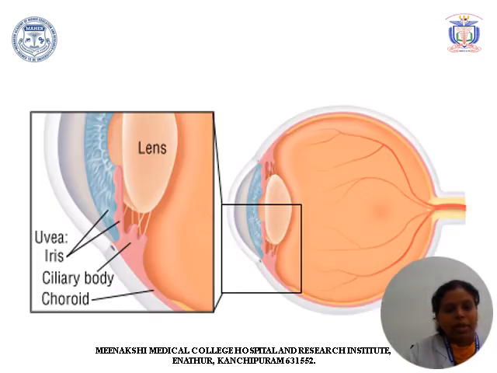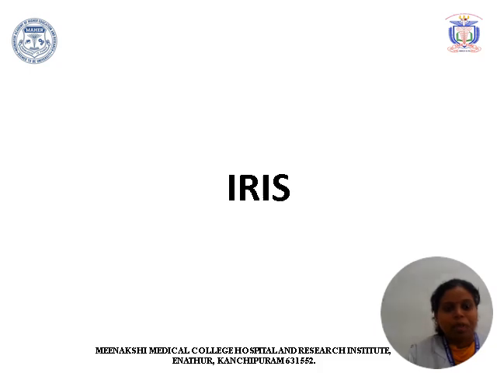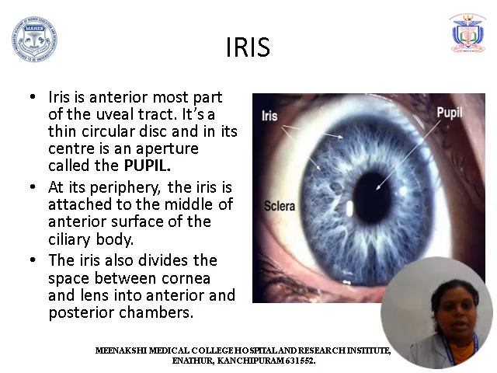In this picture, we can see all the three parts of the uvea. The first one is the iris, this structure is the ciliary body, and the part which continues behind the retina is the choroid. First, let us see about the iris.